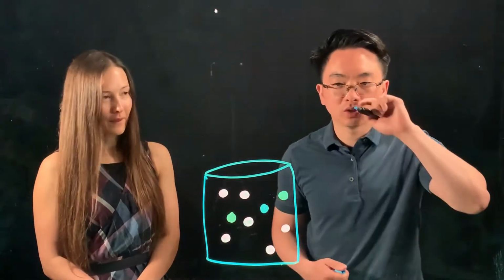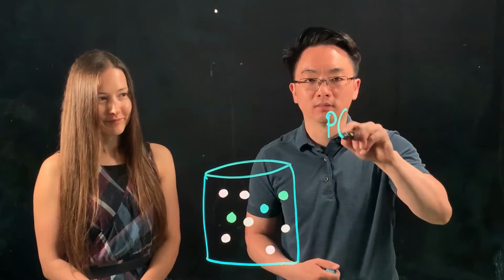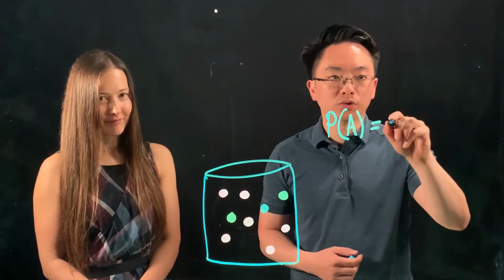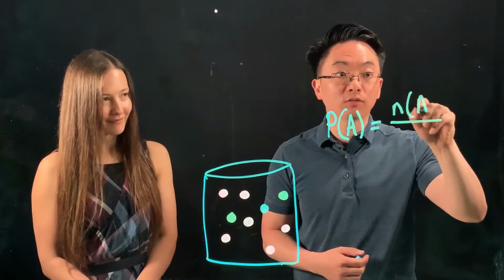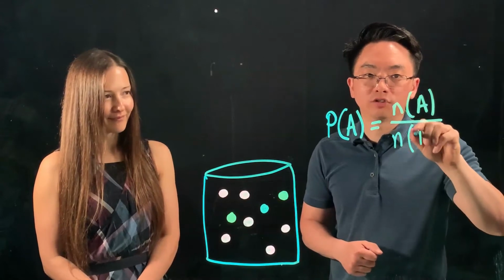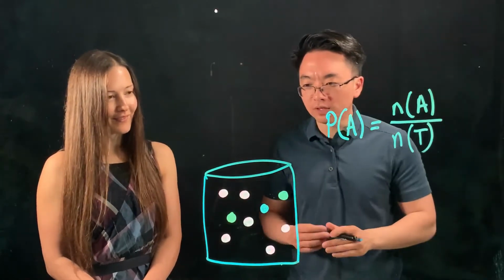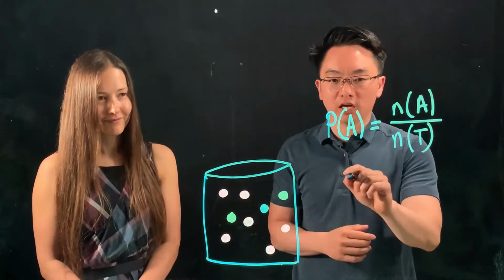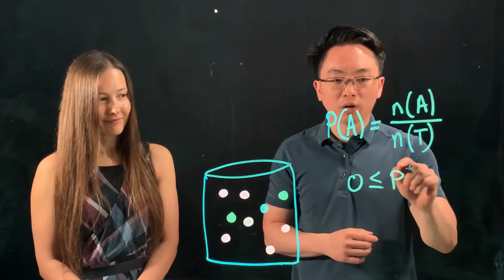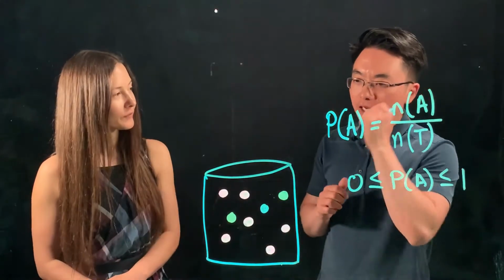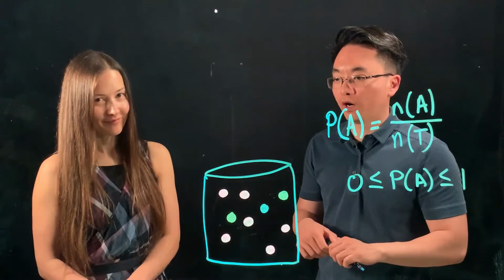Okay, so let's do a quick refresher on what probability is. Let's say the probability of an event, which we'll call A, is equal to the number of outcomes favorable to event A over the number of total outcomes. One thing that you should know is that the lowest probability that you can have is 0, whereas the highest probability is 1.